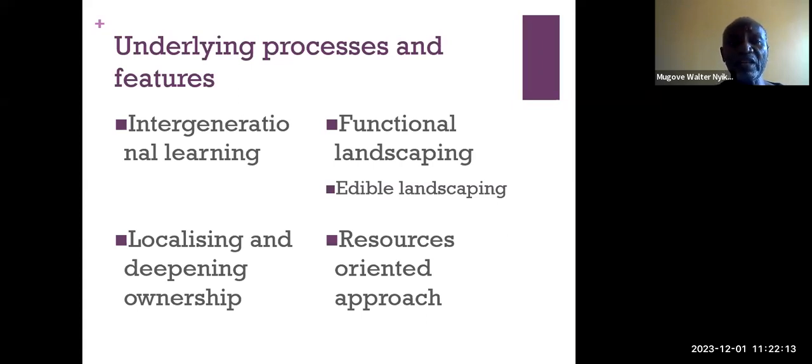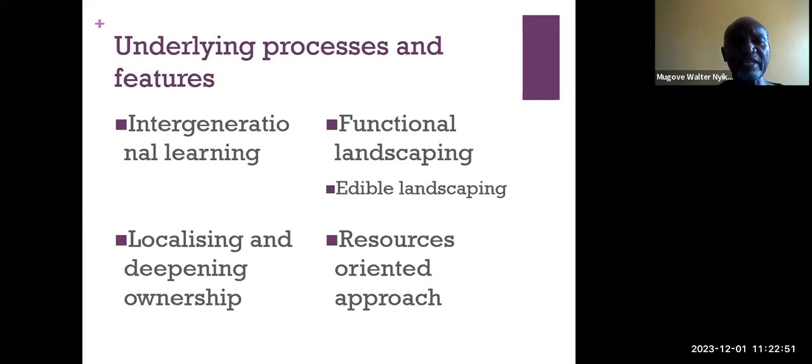And also the issue of functional landscaping. This means needs-based landscaping. When we enter into schools, we find that the dominant approach is ornamental landscaping, where they are just interested in beautifying their school grounds. As part of functional landscaping, because food is a basic need, you end up having edible landscaping dominating the planting in and around the school.